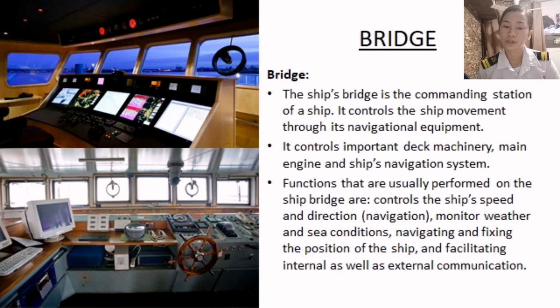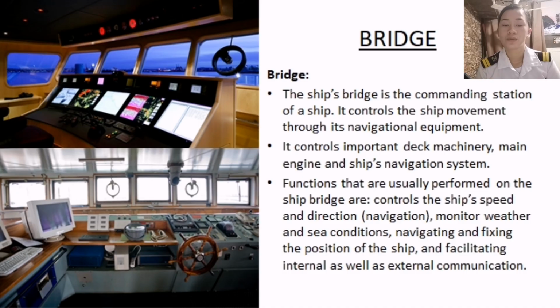In the bridge we can also monitor weather and sea conditions. It can be done visually, personally seeing the weather condition and the sea condition, or through our navigational equipment. We can also navigate and fix the position of the ship inside the bridge, using the GPS, the ECDIS, and even nautical charts, which are also available inside the bridge. On the nautical chart, we can plot the location of our ship. Nautical charts are still kept on vessels nowadays, even though ships are very high tech, as a preparation or contingency plan if our navigational equipment malfunctions.